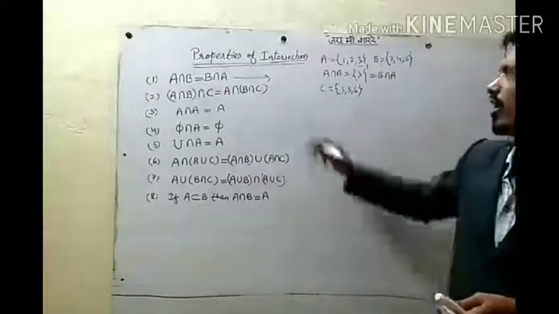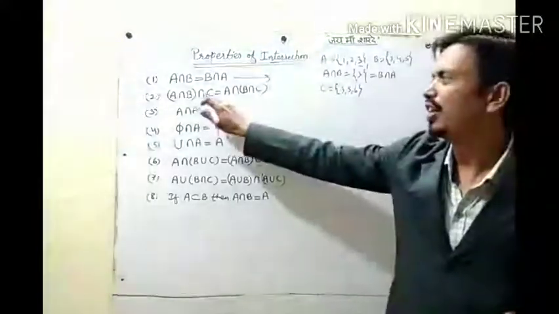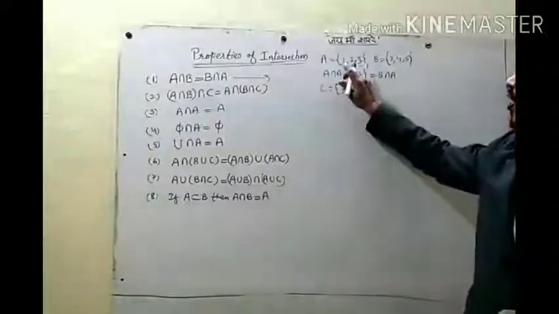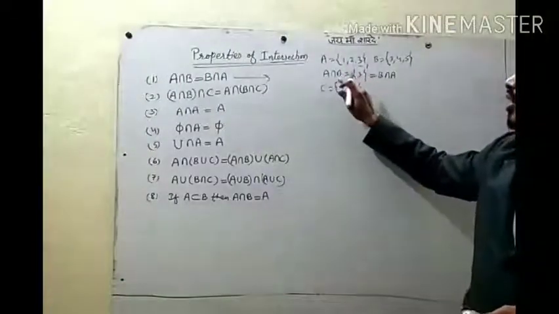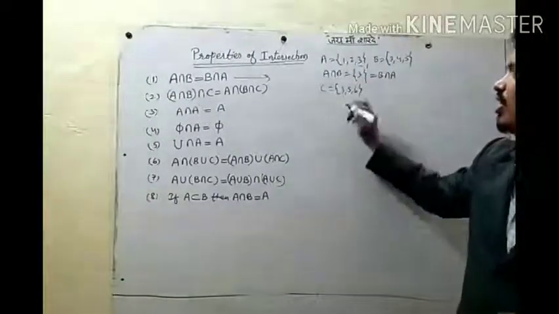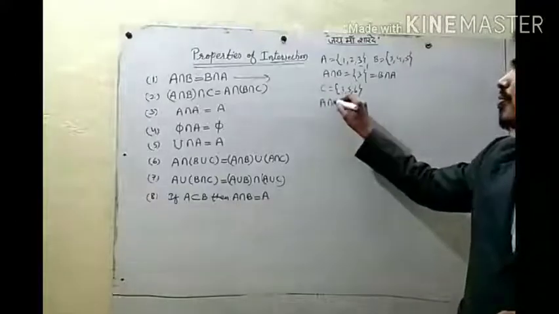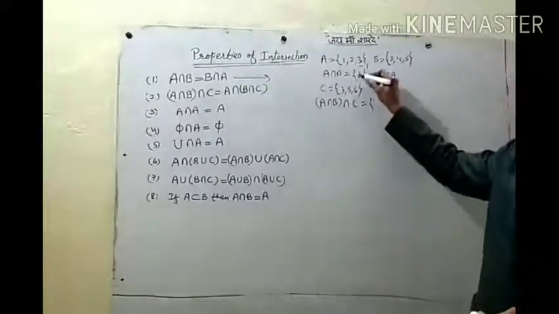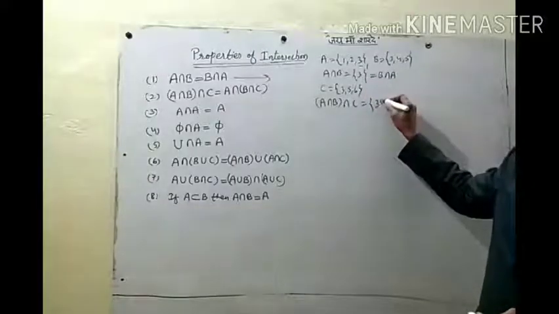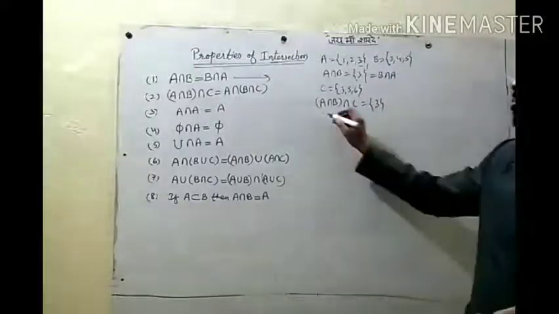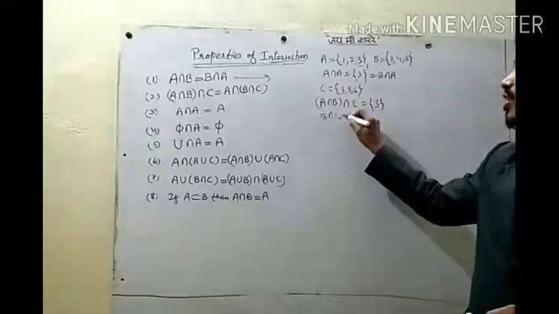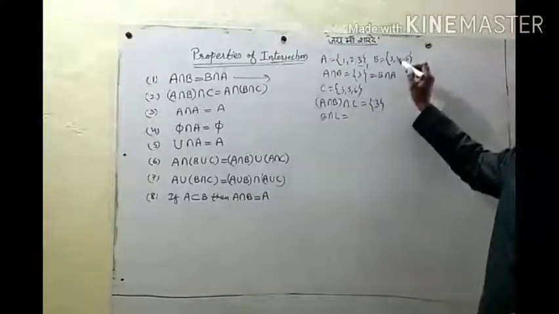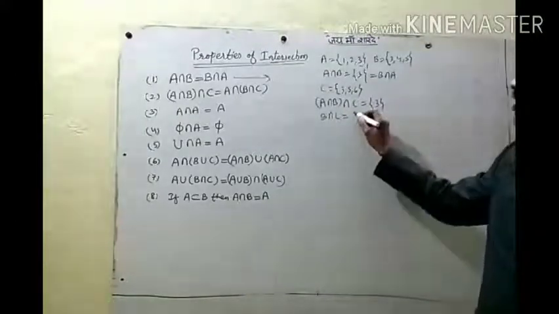If we find (A intersection B) intersection C, so we have this A intersection B, now its intersection with C, so it will give you common elements in these two sets, 3 only. Now if I find B intersection C, B and C common 3 and 5.